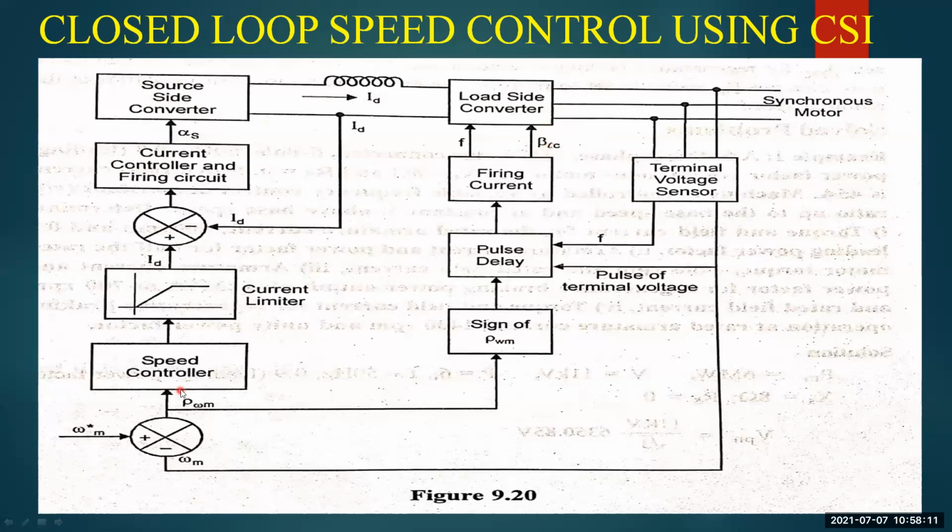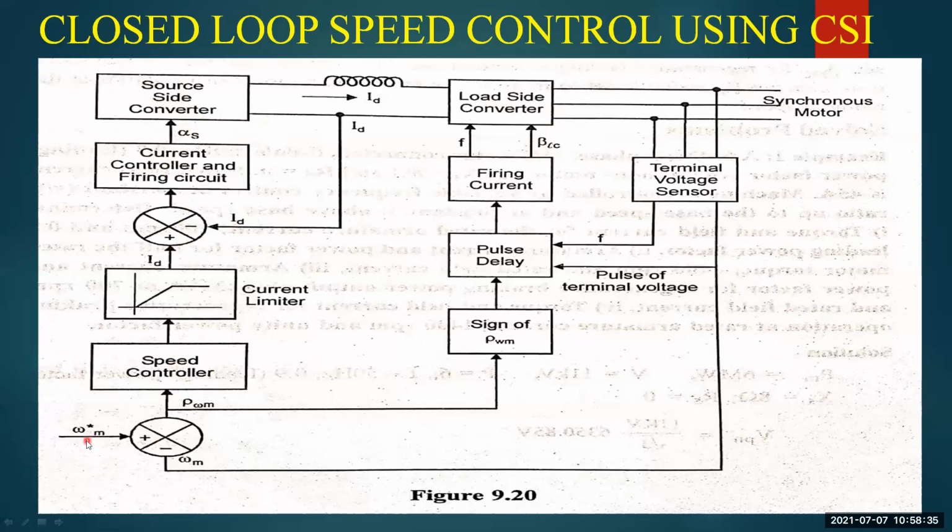The negative speed error is processed through a speed controller and a current limiter, and the difference is very small, so it reduces the reference current and then the actual DC current. Then the difference is less, and the firing angle controls the signals to the source side converter accordingly. Then this is operating as a braking mode.